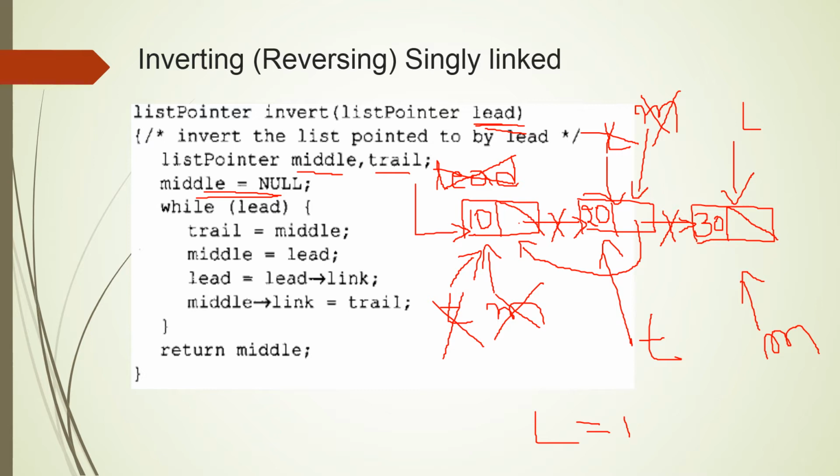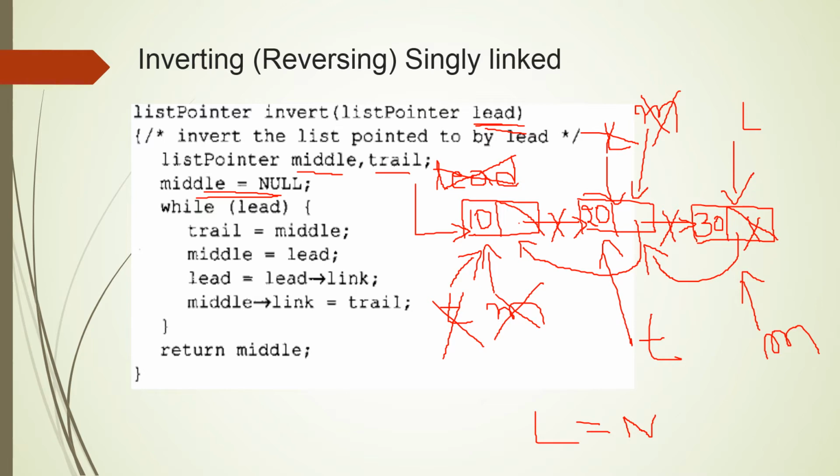Lead is equal to lead of link means the link field of a node where the lead is pointing to is null. So lead becomes null. Middle of link is equal to trial, which means its previous node. We have removed a null value from this and it is pointing to here. Then it goes back to this one. So while of lead, value is null, it will be evaluated as false.